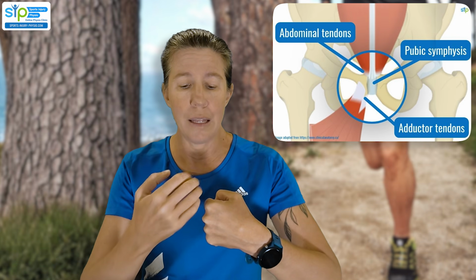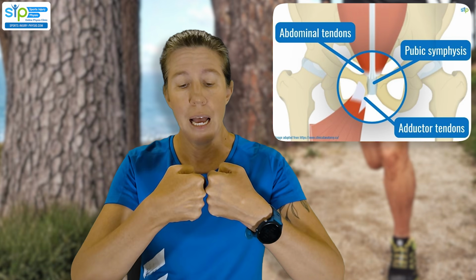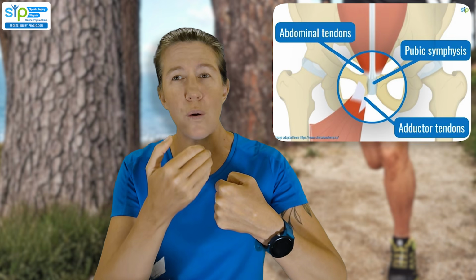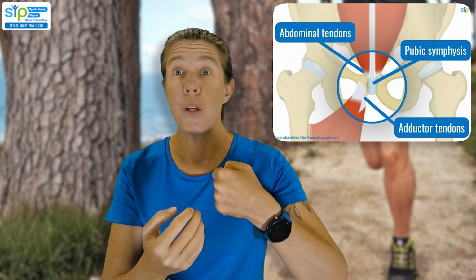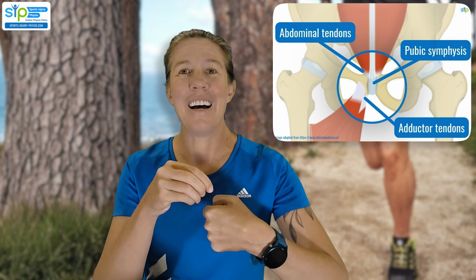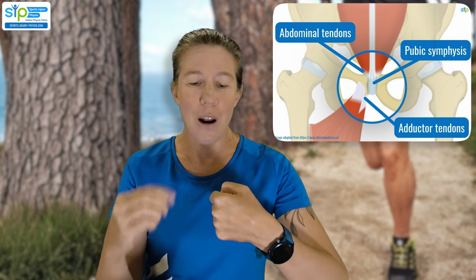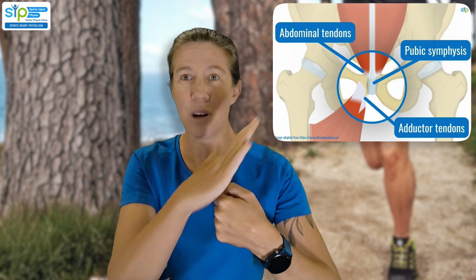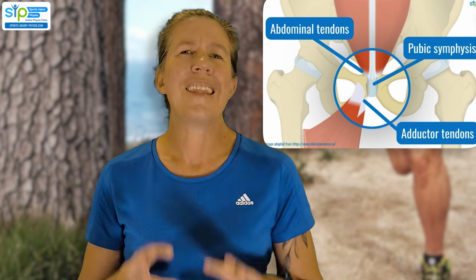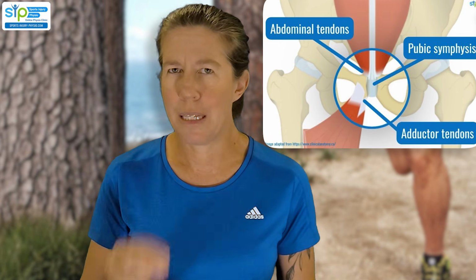You'll see that the joint itself, the pubic symphysis, has some signs of wear, and it just doesn't look quite smooth in that area. You often have an adductor tendinopathy or even adductor tears sometimes, and abdominal tendinopathy together with that is not uncommon. So that whole area where the forces are being transferred across the pelvis can be affected with this.